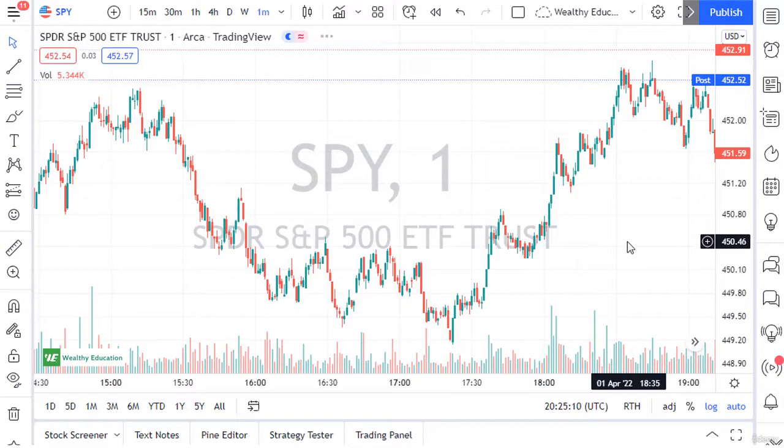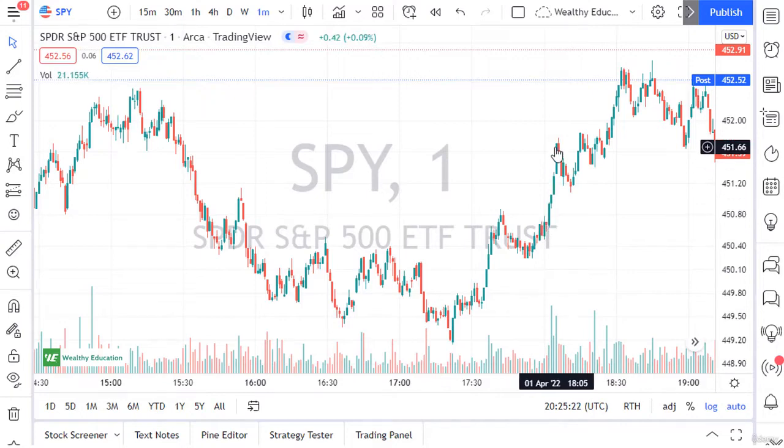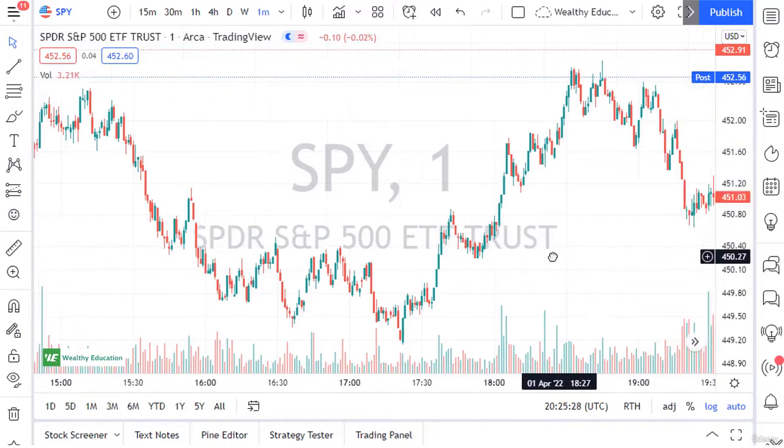There is continuation. So, for example, we have rallied here. We have gone in an uptrend. We have a bull market, at least on the 1 minute chart. We've consolidated a bit and then seen continuation. So, uptrend, consolidation, continuation.